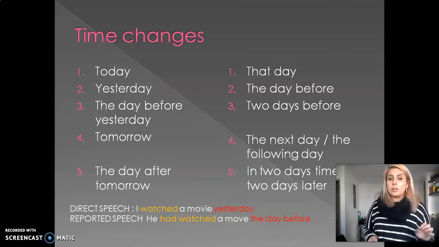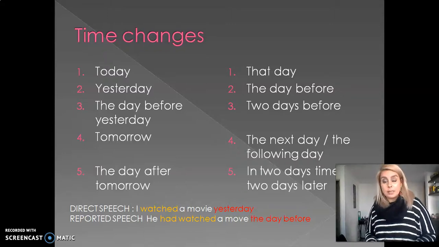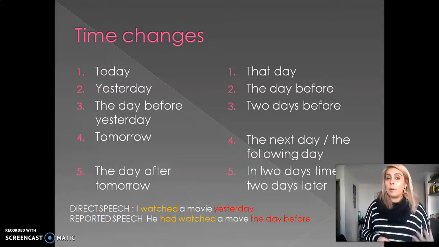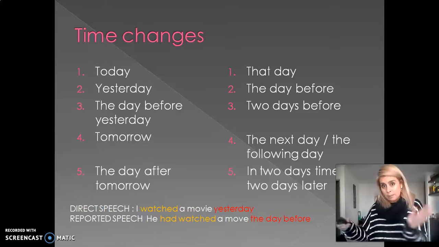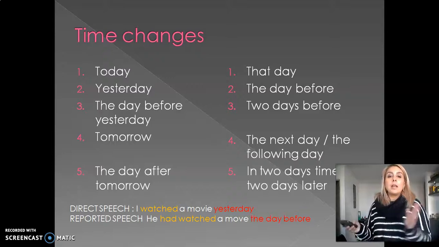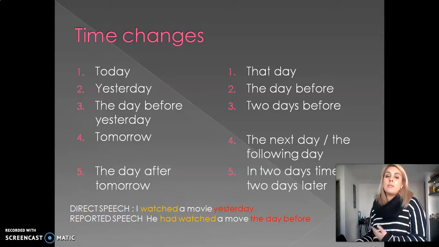¿Ok? Entonces, si yo tengo expresiones de tiempo en mi oración directa, cuando la cambie a habla reportada, también esas expresiones de tiempo van a cambiar. Por ejemplo, la palabra today va a cambiar por that day, yesterday por the day before, y todas las que están hacia abajo van a cambiar al que está al lado de ella. Por ejemplo, si yo tengo la oración en habla directa, I watched a movie yesterday, yo vi una película ayer, va a cambiar a reported speech. Él dijo que él había visto una película el día anterior. Okay? He said he watched a movie the day before.